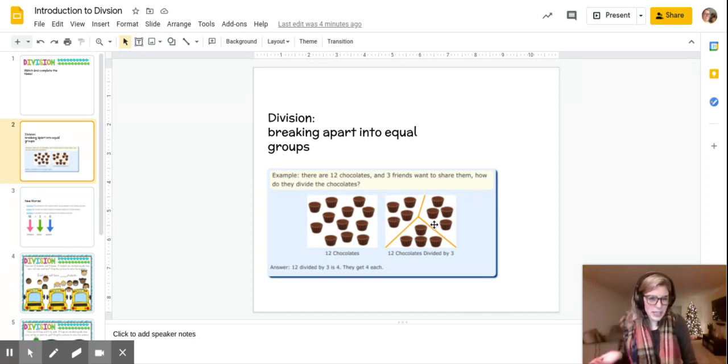And how many chocolates would each person get? Well, if we look at the picture, each person would get 4 chocolates. So that represents 12 divided by 3 equals 4.